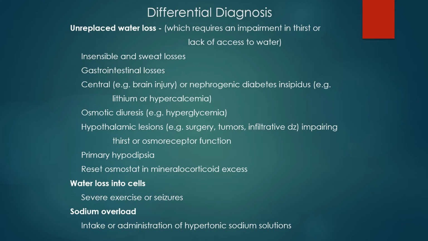Other ways in which hypernatremia can develop is from water loss into cells from severe exercise or seizures. Seizures can raise the serum sodium level acutely by as much as 10 to 15 milliequivalents per liter from generation of new osmoles that are retained in skeletal muscle cells that cause water to shift from the ECF to the intracellular compartment.